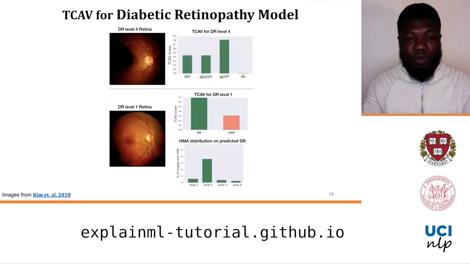In a different case, we're showing a TCAV explanation method, which is a concept approach on a diabetic retinopathy model. And so this TCAV concept approach was used to assess the model's reliance on clinically relevant factors.